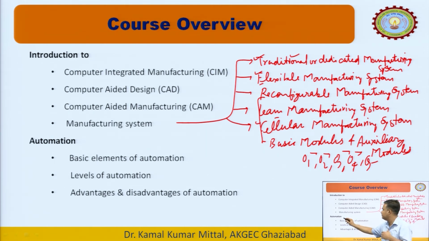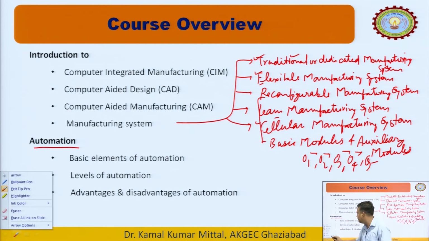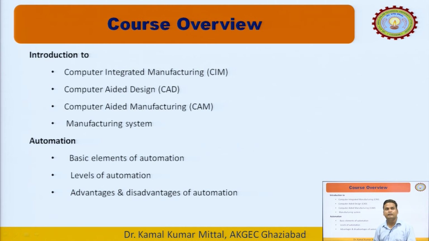Next is automation. Automation is nothing but to produce something with or without the help of computer, but there is little or partial involvement of human beings. Human being का totally involvement नहीं, partial involvement of human being means आंशिक रूप से हम human being को use कर सकते हैं. So we will study in this the basic elements of automation, levels of automation, advantages and disadvantages of automation.